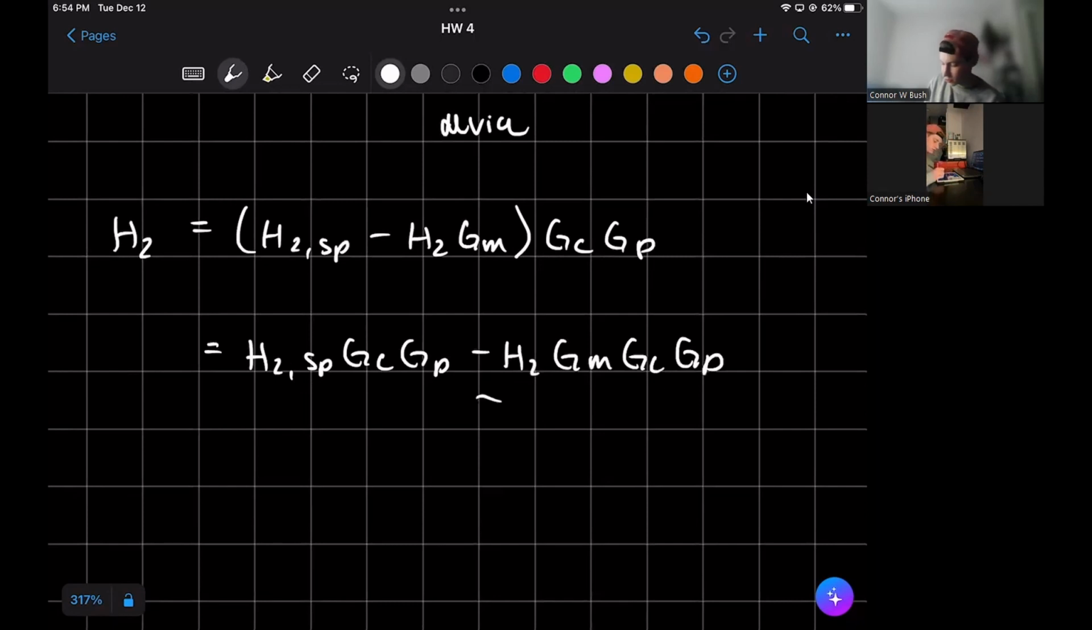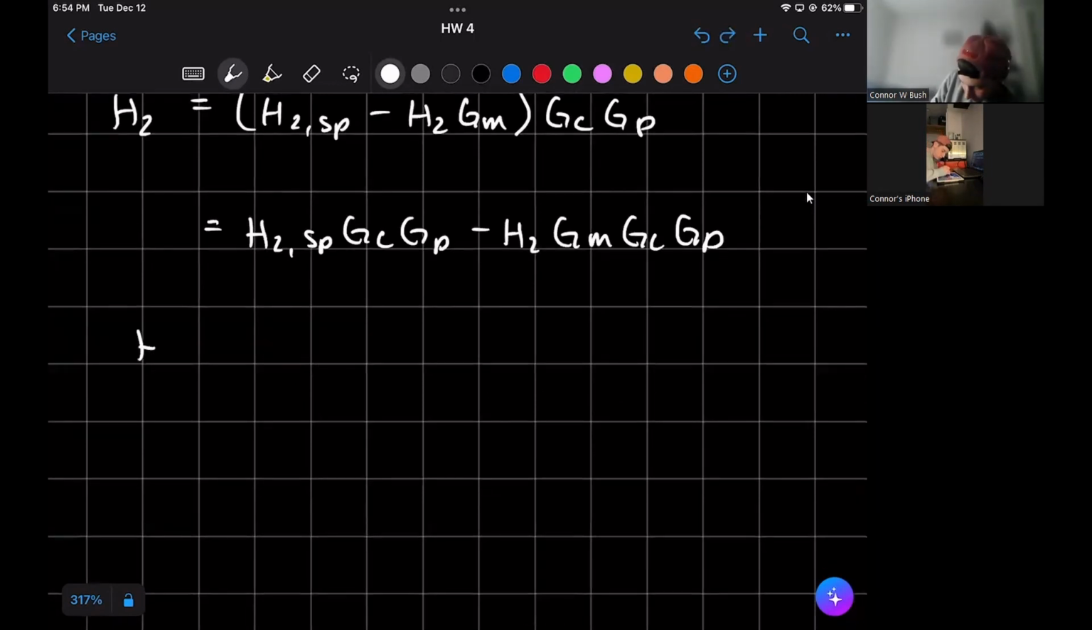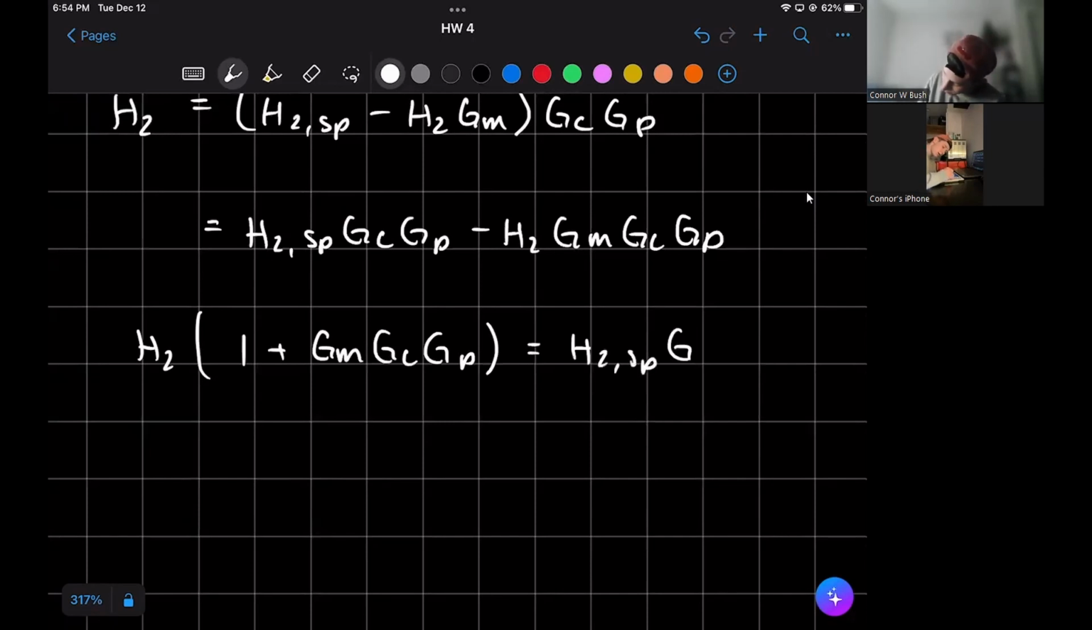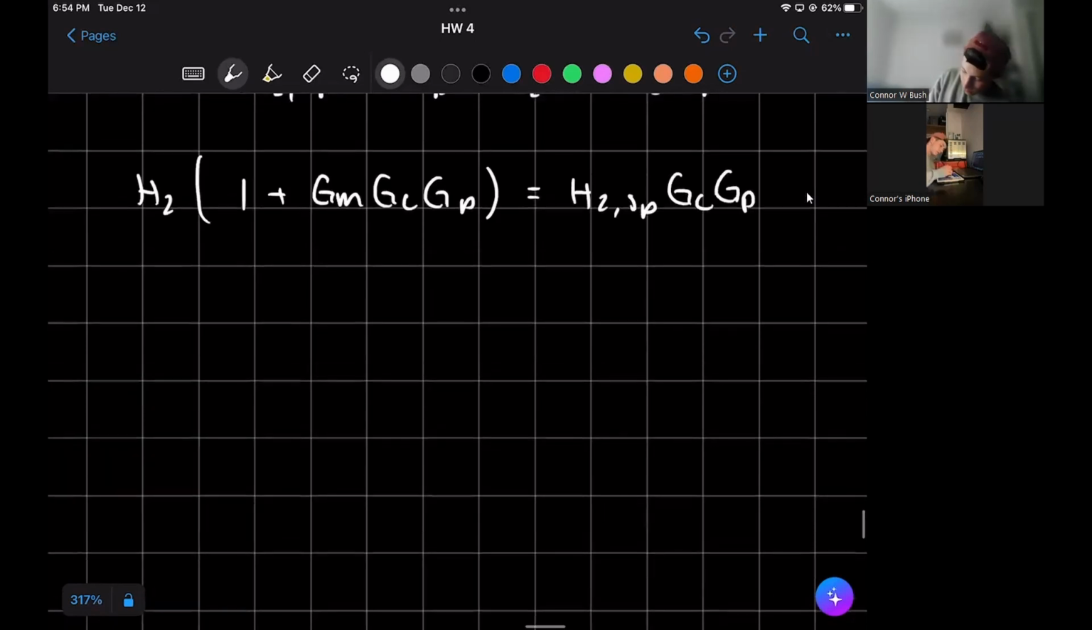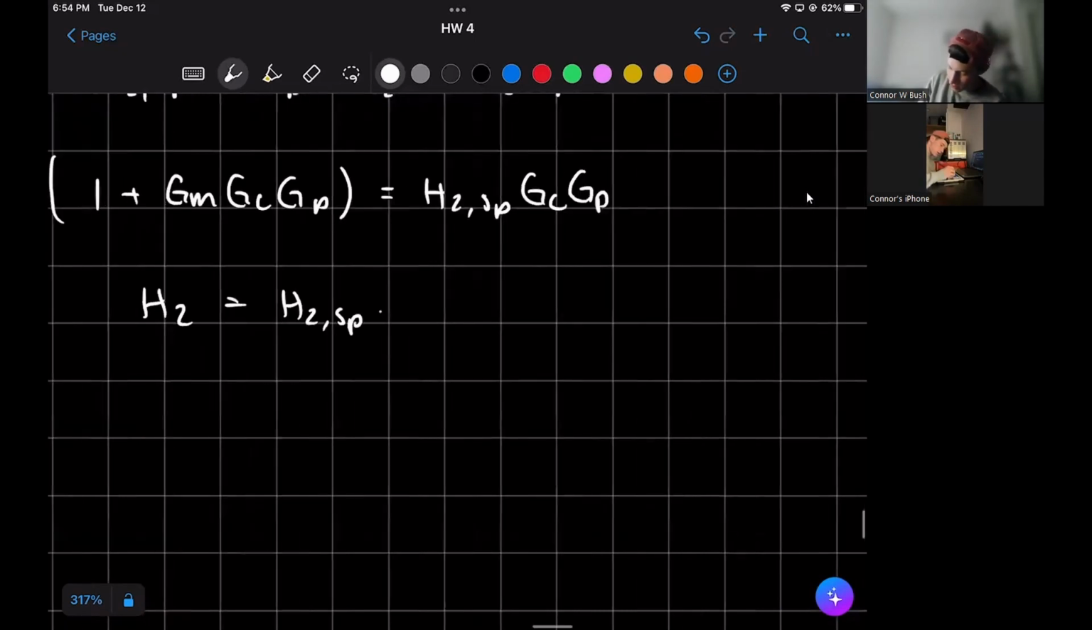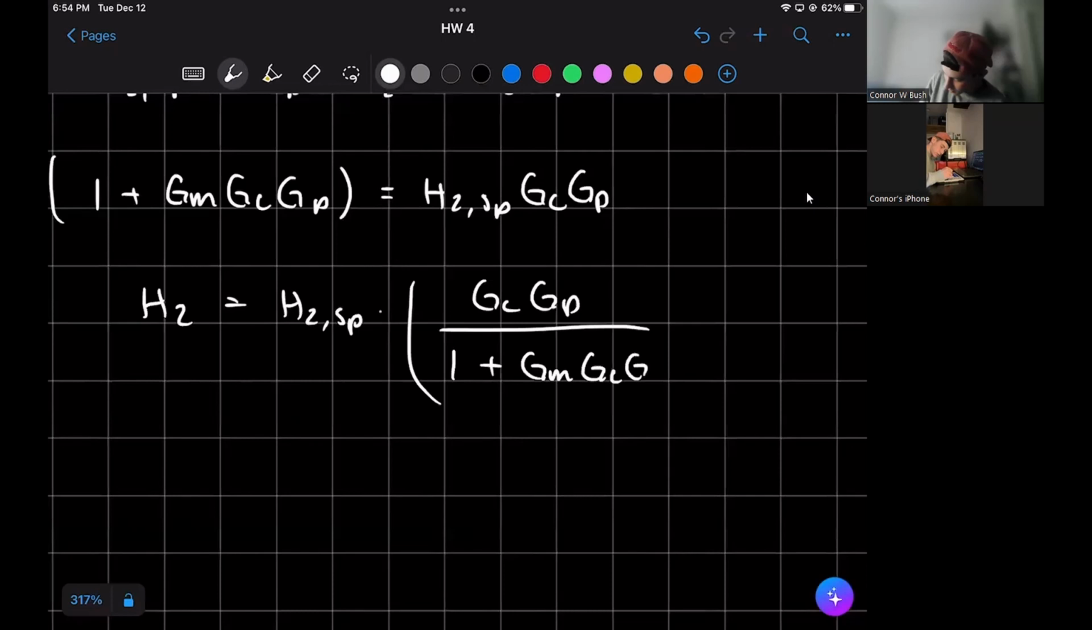And then if we move this term to the other side to collect our H2, we get 1 plus GM, GC, GP. This equals the H2 set point multiplied by GC, GP. And then if we divide to isolate H2, we have this H2 set point multiplied by our numerator, GC, GP, and our denominator is 1 plus GM, GC, GP.